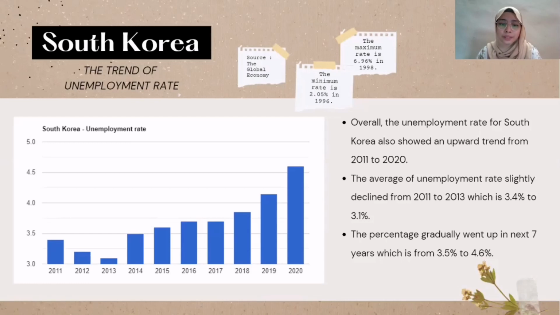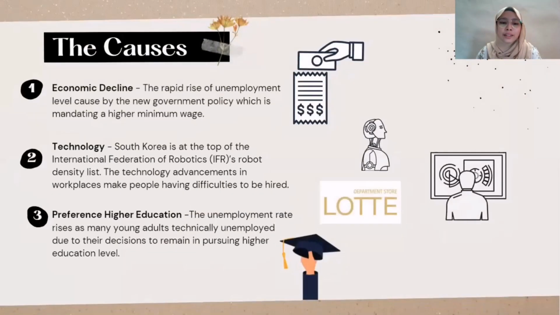Why did this pattern happen? So let's see. There are several causes of the pattern of the unemployment rate in South Korea, so I will briefly explain some of them. Firstly, economic decline. This means the rapid rise of unemployment caused by the new government policy mandating a higher minimum wage, causing employers to cut some jobs because of the rising cost of labor.